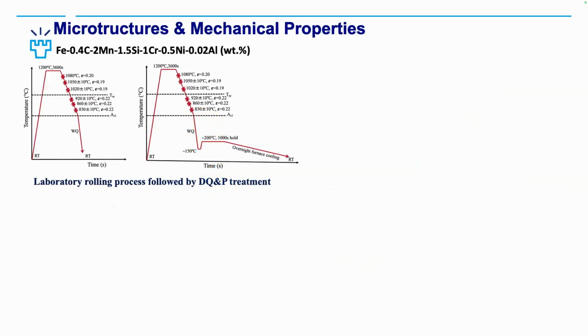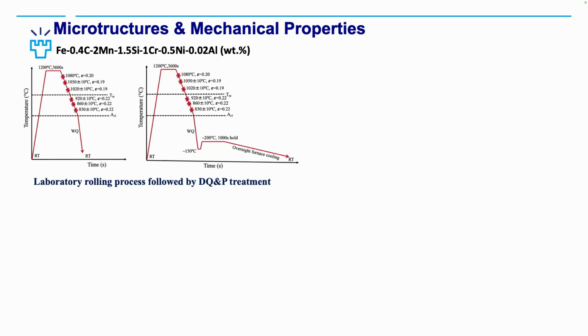Now, coming to the exact processing parameters we have chosen for today's presentation. These are the two typical processing routes. One is called direct quenching, where there is no isothermal holding. Another one is direct quenching and partitioning, where there is a long duration partitioning stage together with this thermomechanical control processing, followed by quenching at a specific temperature, followed by partitioning for a prolonged duration.